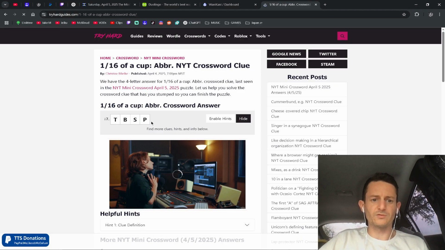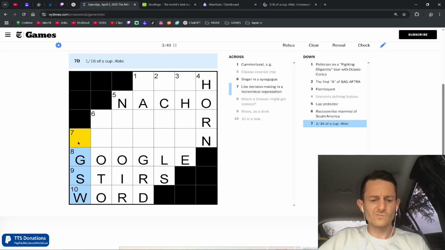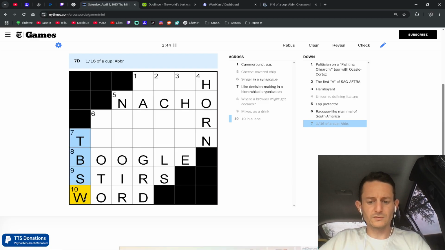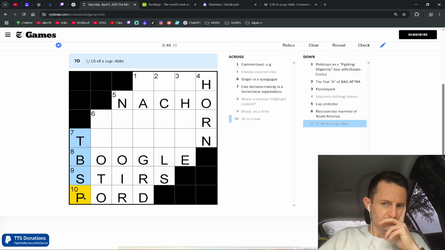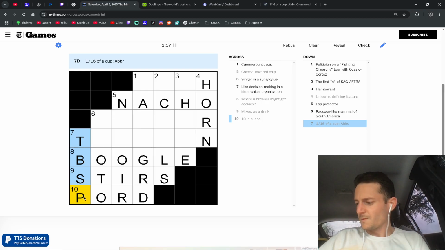Is a tablespoon. Is it? Tablespoon. Oh, I'm stupid. 1/16 of a cup is a tablespoon. Okay, well now I know that. So there's 16 tablespoons in a cup. I'm just curious, did anyone else know that? I know there's 3 teaspoons in a tablespoon. Did you know that?